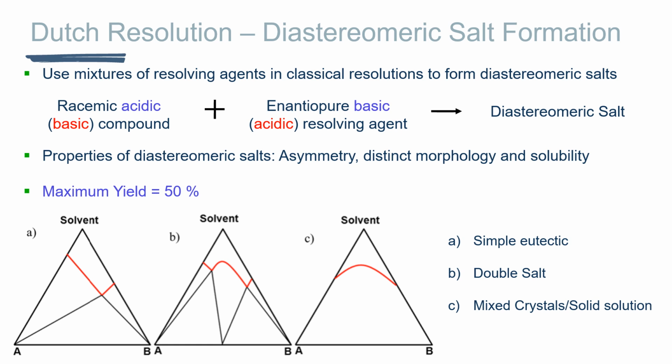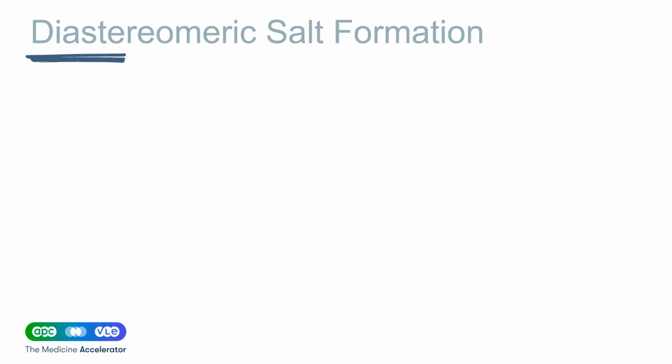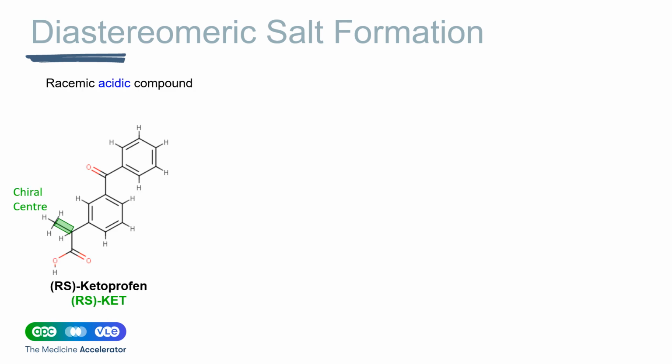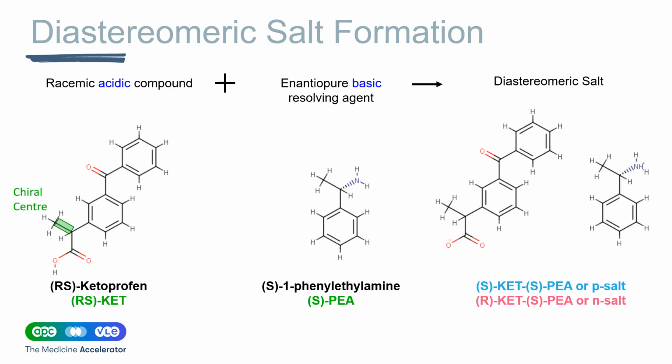The formation of a simple eutectic system is often associated with a more straightforward resolution process. However, resolution of a double salt or mixed salt has proven to be challenging. In this study, ketoprofen is reacted with phenylethylamine to form diastereomeric salts. S-ketoprofen S-phenylethylamine, referred to as P-salt, and R-ketoprofen S-phenylethylamine, referred to as N-salt. From this point forward, I'll refer to them simply as P-salt and N-salt for clarity.